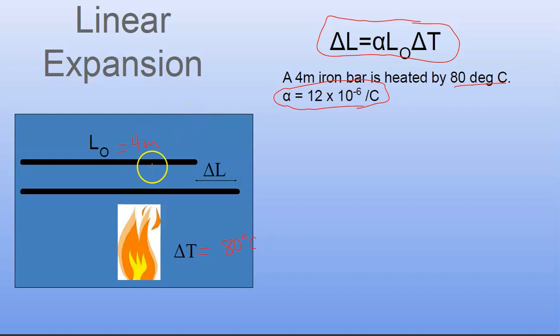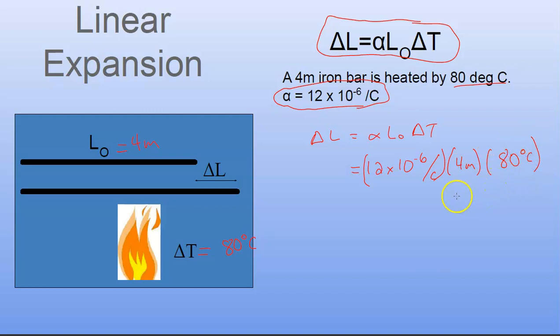You want to find the change in length. This is super easy. Change in length is equal to alpha L naught delta T. The alpha was 12 times 10 to the negative 6 per degree Celsius. I multiply that by the 4 meters of rod that I started with. And delta T is 80 degrees Celsius.